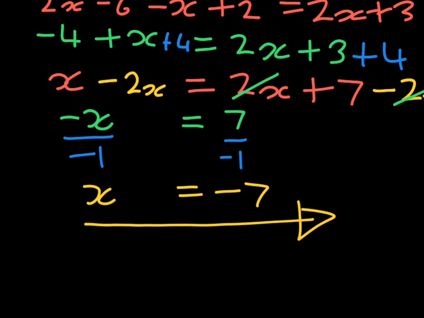Now remember, all we were doing here was we were trying to get x by itself. All of these operations we were doing was to get x alone on the left-hand side and a constant alone on the right-hand side. And this is how we can obtain our value for x. Remember, we are always looking for x when we are solving these equations.